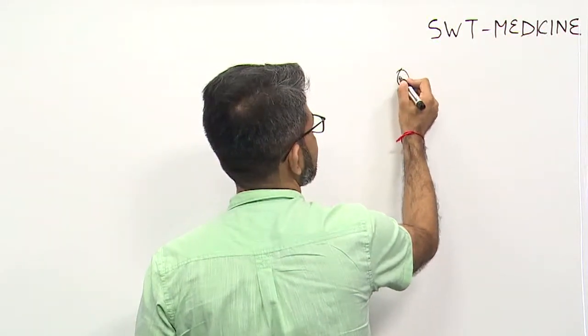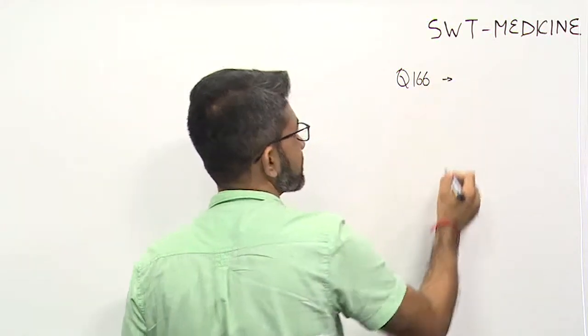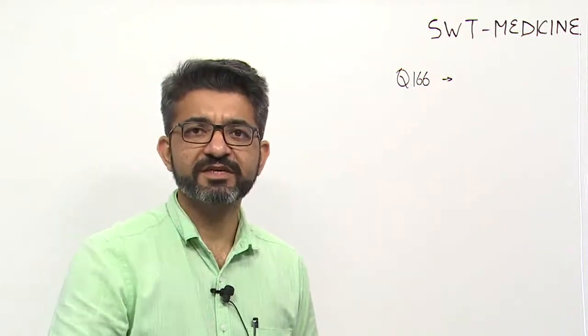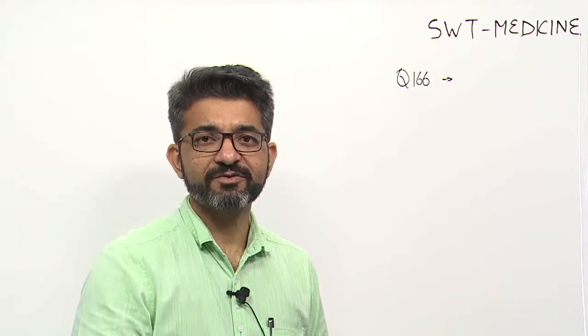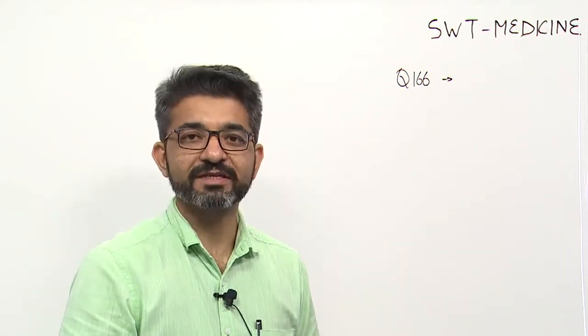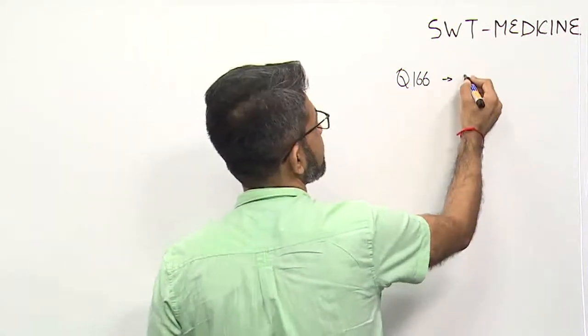Again a tricky question, 166. Most common cancer in lung by asbestos. The immediate answer which clicks is mesothelioma, but again if you read the question, it is lung cancer, not pleural cancer. So, answer is D, bronchogenic carcinoma.